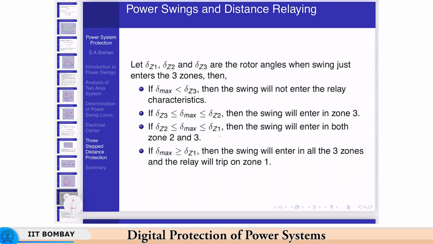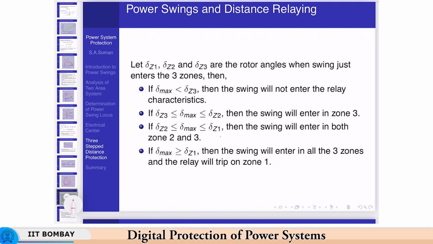And here there is no wait time. If you remember, zone 3 and zone 2 have some coordination time intervals. Zone 2 will definitely have more than 300 milliseconds or so, 250 to 300 milliseconds, and zone 3 will definitely be more than 500 milliseconds. So, there is enough time. If it is a stable swing, the delta max will start reducing and then it will go back and the relay will not trip. But if it enters zone 1, then the relay will issue an immediate trip command.